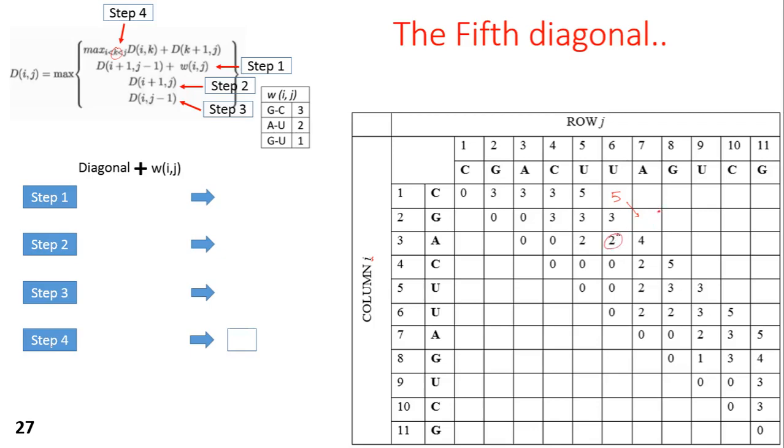For this we would need the diagonal number 2. Is there possibility of adding a weight? This box corresponds to the base pairing of A with G. A pairs with only U, therefore the weight value would be 0. 2 plus 0, we would have 2. Next thing that we have to consider is the column contribution, that is step 2. We have got 4. What is the row contribution? That is step 3. We have got 3.